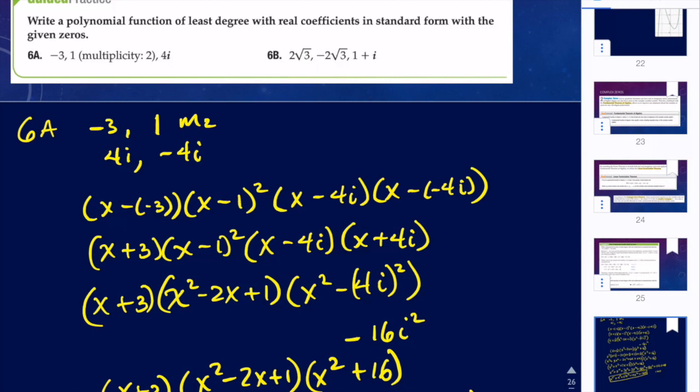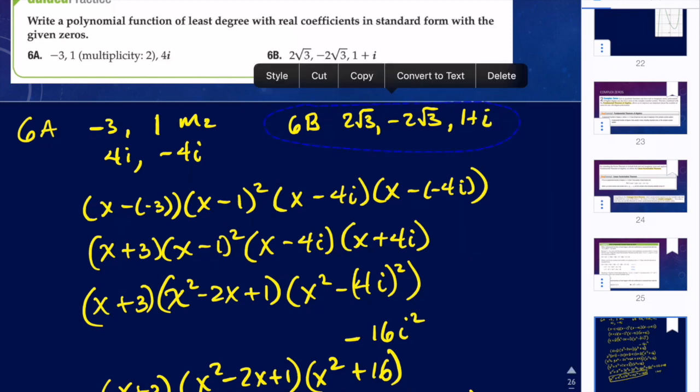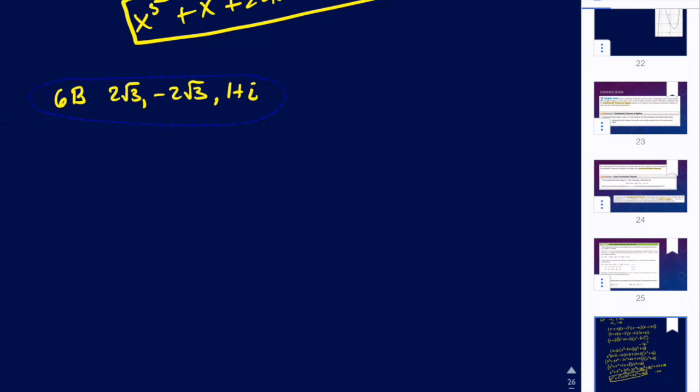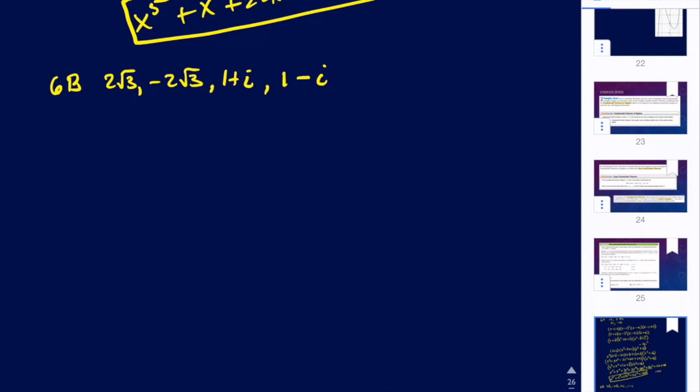Now, the other one, 6b, is going to be 2 root 3, negative 2 root 3, and 1 plus i. And I'll copy this and move it to a space where we can work. So I'll cut it, bring it down here. And this is going to be then 1 plus i, but that means that there's the presence of 1 minus i. So this looks like I have 1, 2, 3, 4 roots, meaning it's going to be x to the 4th.